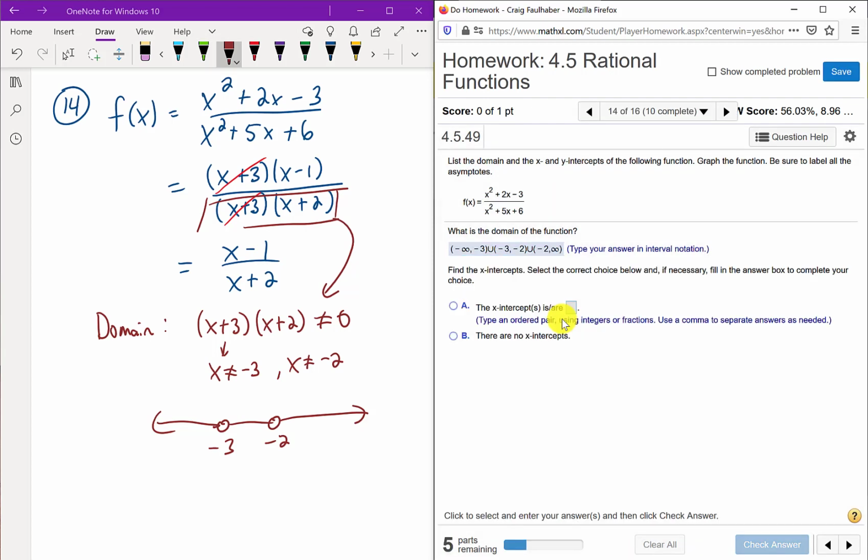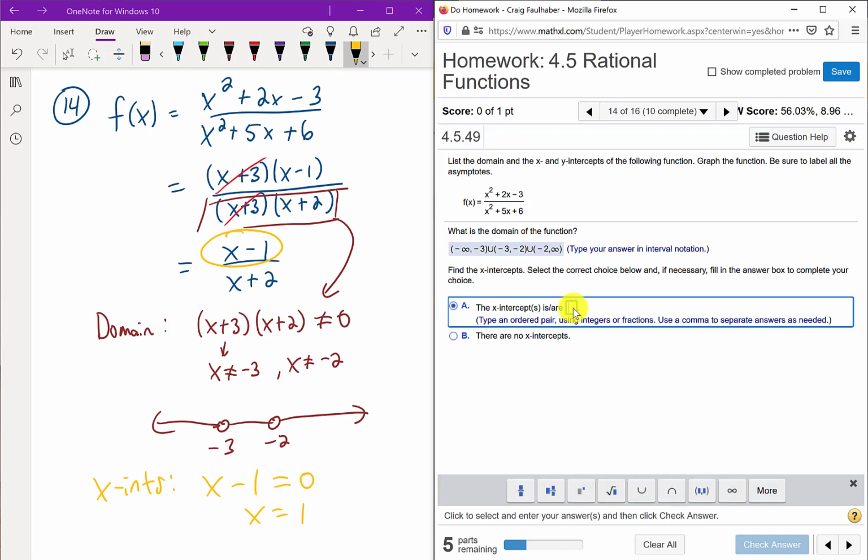Next question, we want to find x-intercepts. Okay, so after simplifying, we can find our x-intercepts by setting the numerator of this thing equal to 0. So the numerator we're going to take is this x minus 1. We're going to set it equal to 0. That gives us an x-intercept of x equals 1. We actually have to make a point out of that because intercepts are technically points.